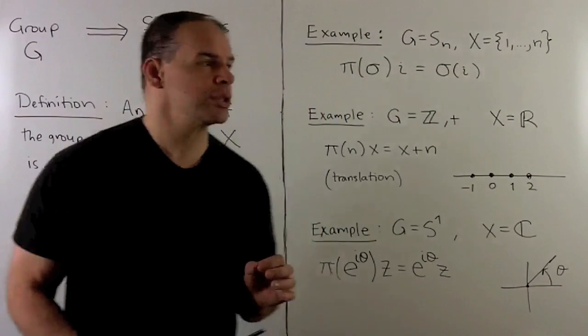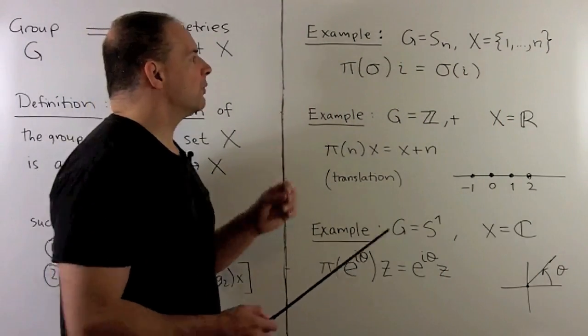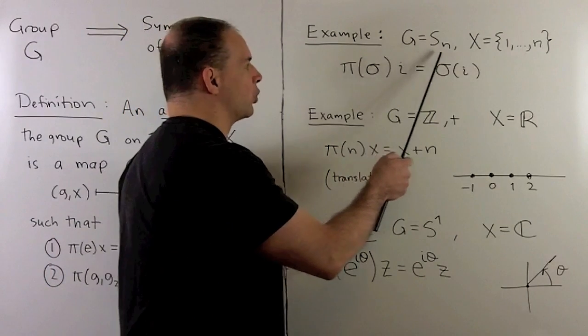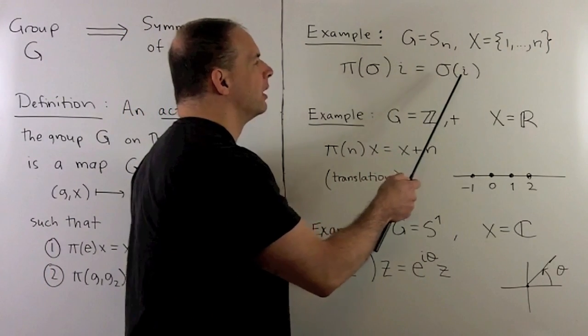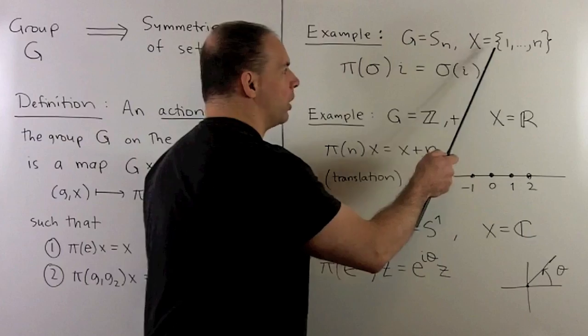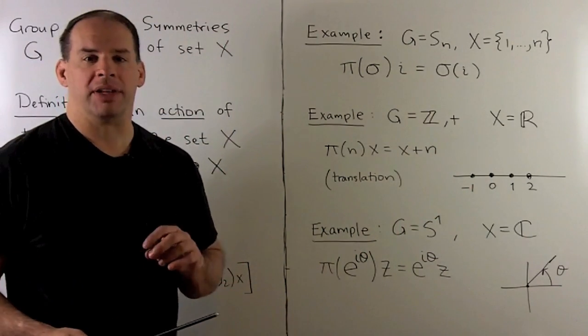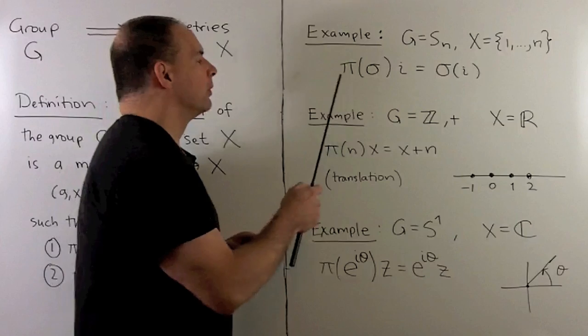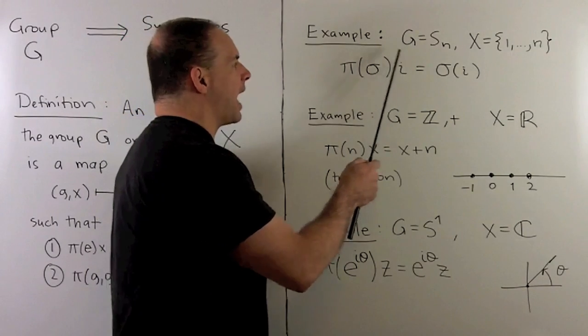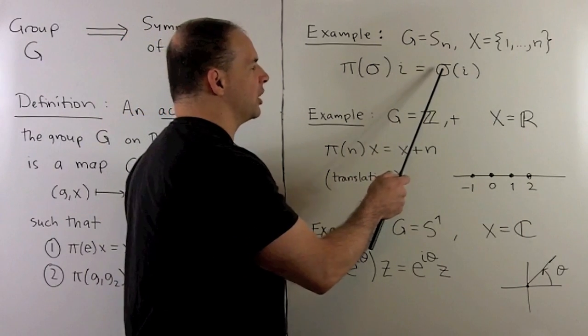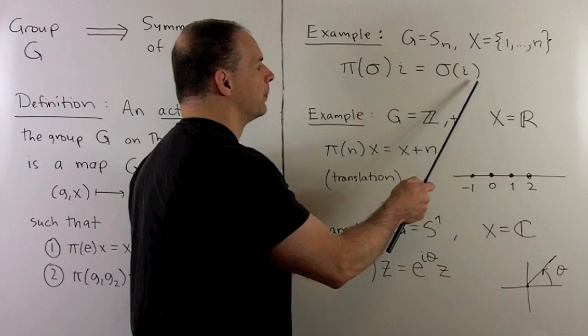For some examples, first, if we let G be equal to the symmetric group on n letters, S sub n, I'll let X be the labels 1 through n. Then we just have the natural map. If I take any permutation, that's going to act on the label i just by taking the permutation evaluated at i.